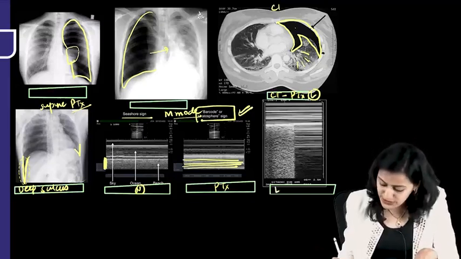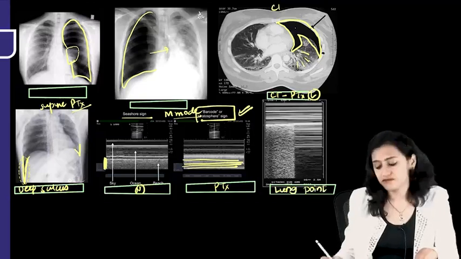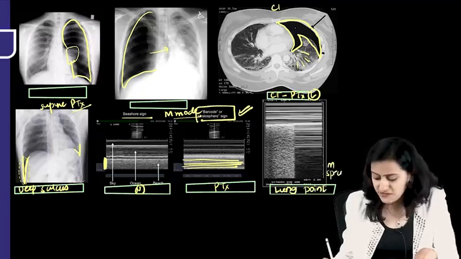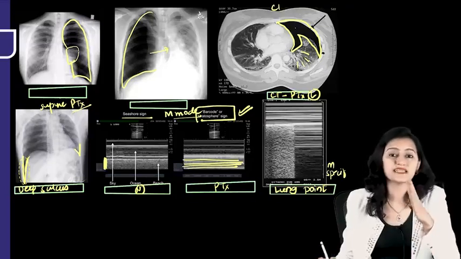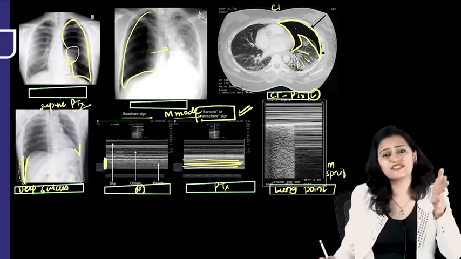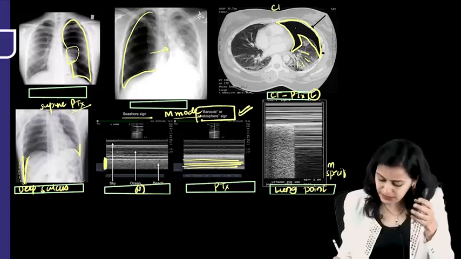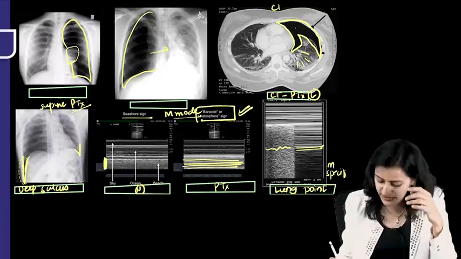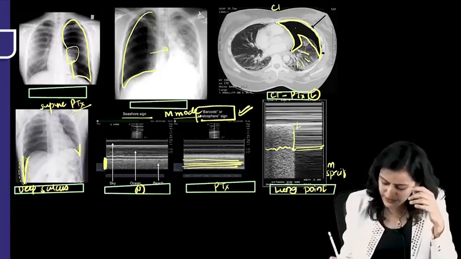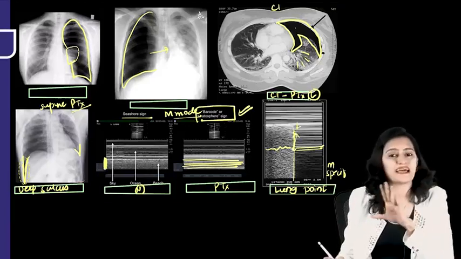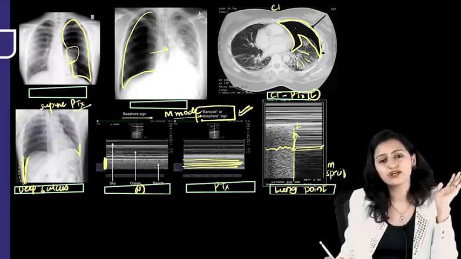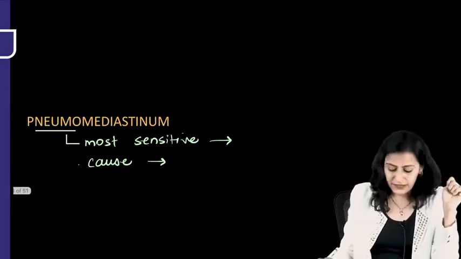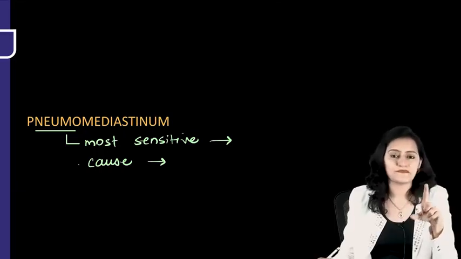If the question is what is the most specific sign, it is the lung point sign. The presence of the lung point is the most specific sign for pneumothorax. What is the lung point? The transition from the normal to the abnormal. That means look at the seashore sign transitioning to the barcode sign. So the point at which this happens, this is the lung point sign, and this is the most specific sign for pneumothorax, right?